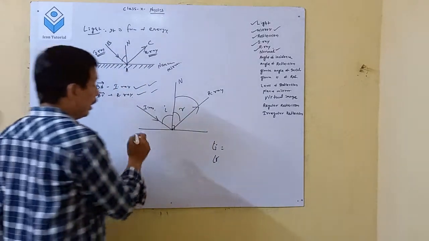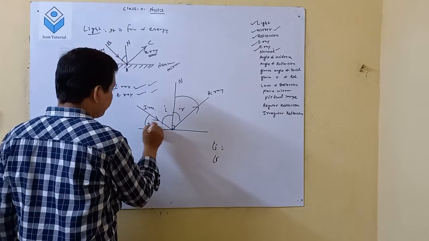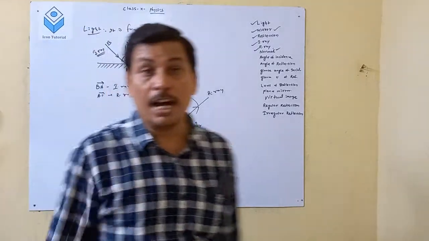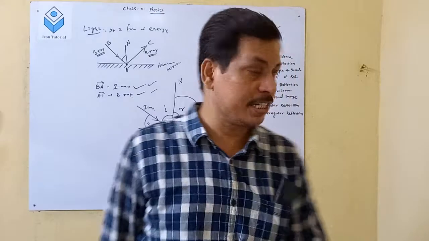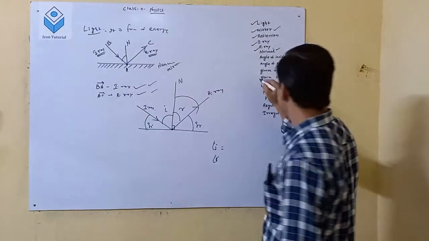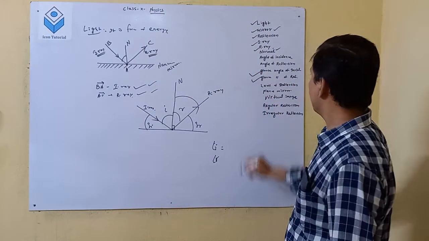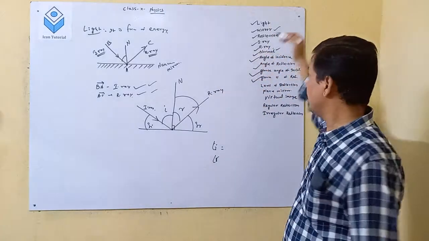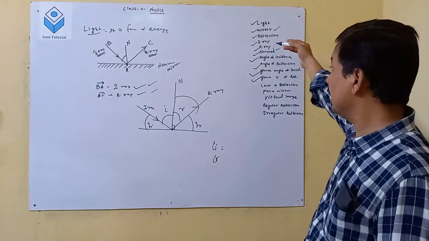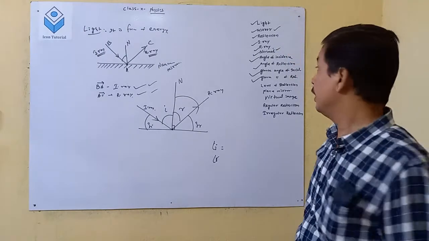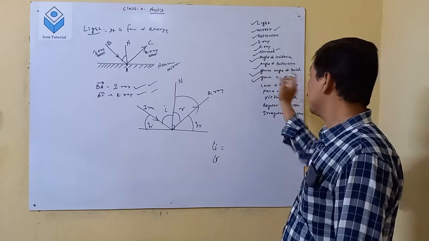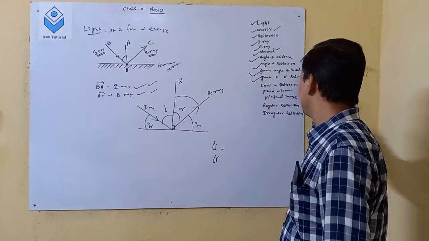Then the next one is GI, and this is GR. GI is the glance angle of incidence, and GR is the glance angle of reflection, right? So one by one I have discussed here: light, mirror, reflection, incident ray, reflected ray, normal, angle of incidence, angle of reflection, glance angle of incidence, and glance angle of reflection.